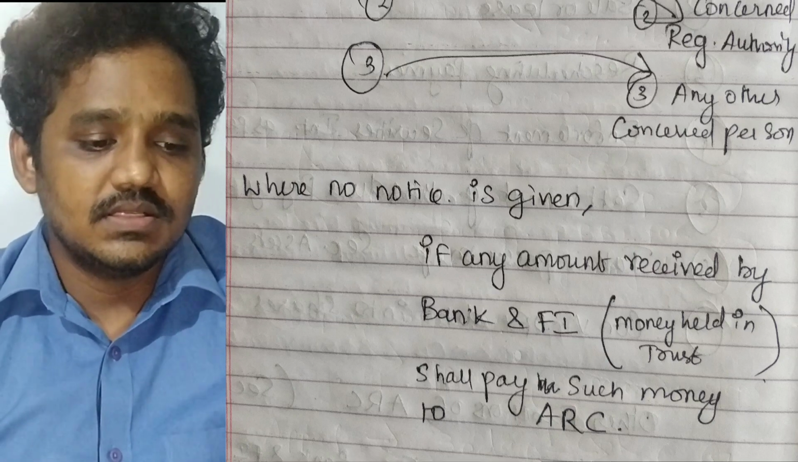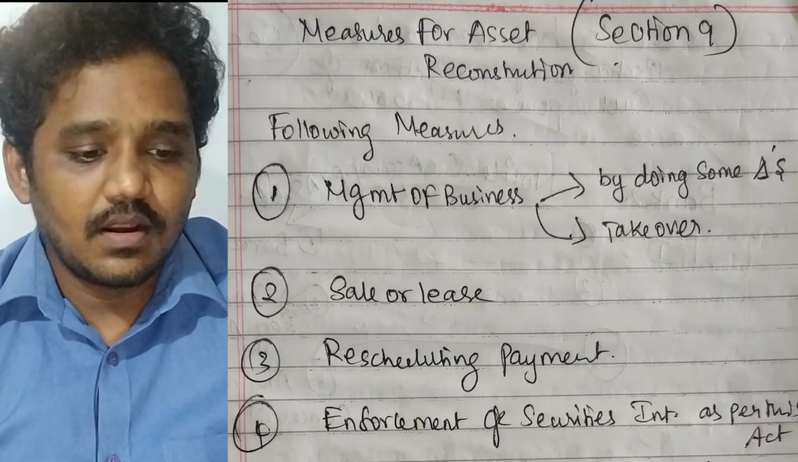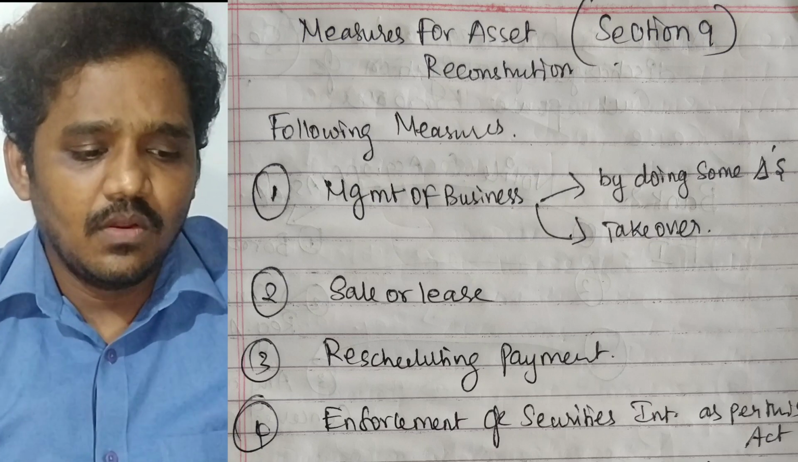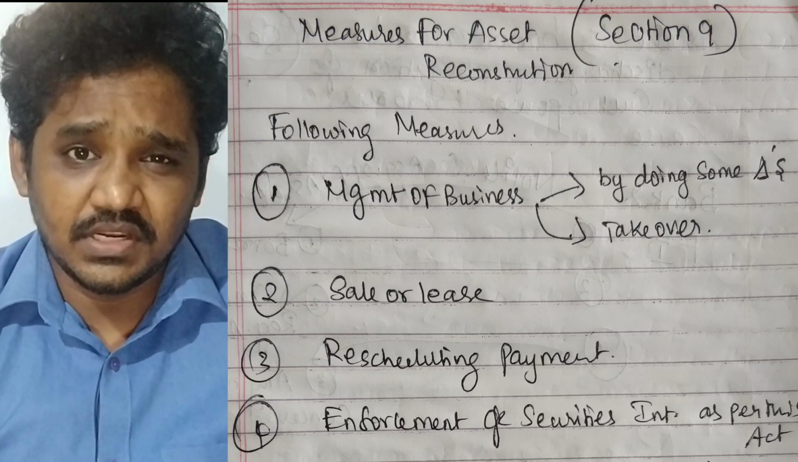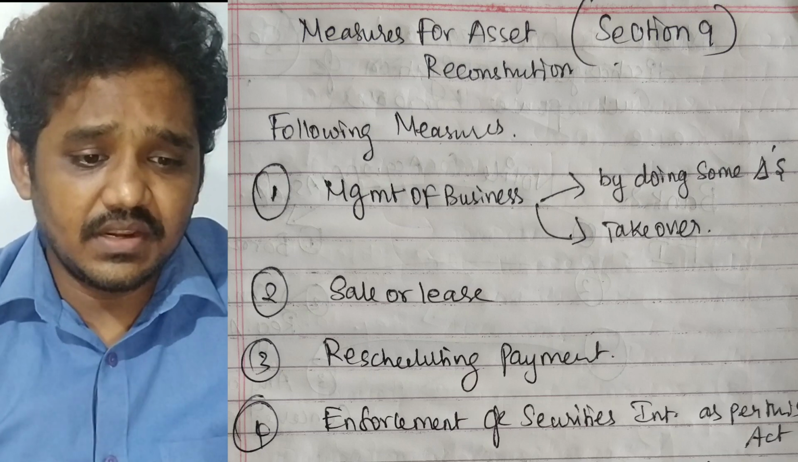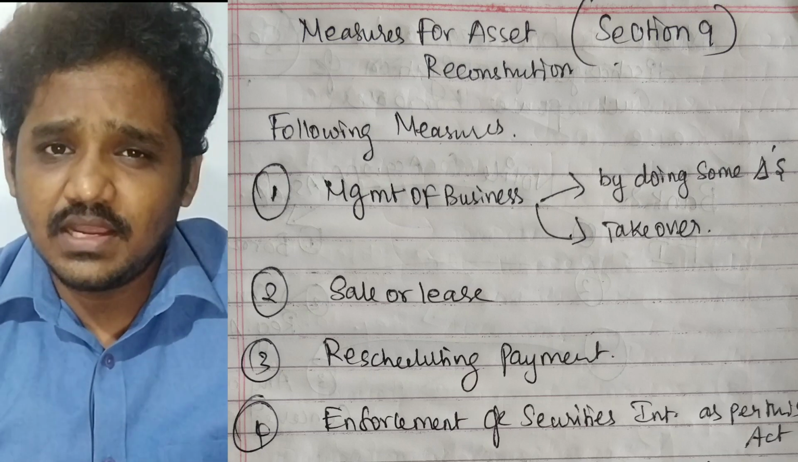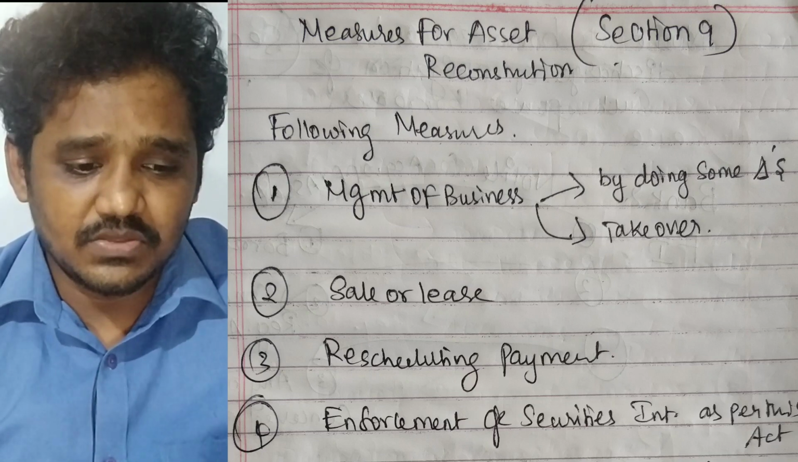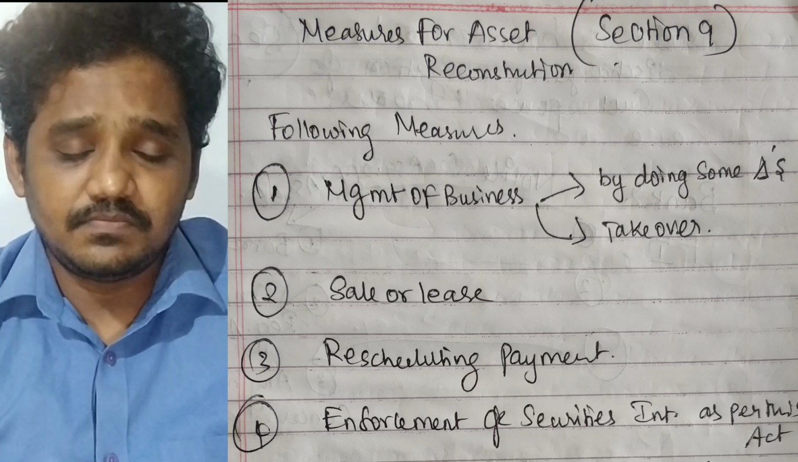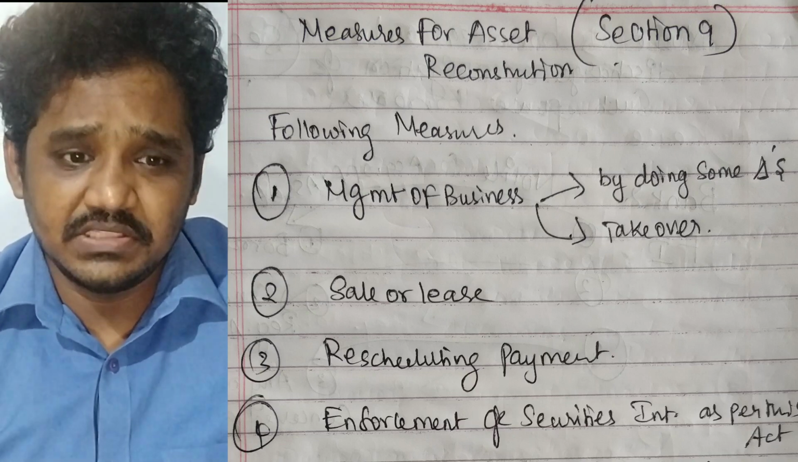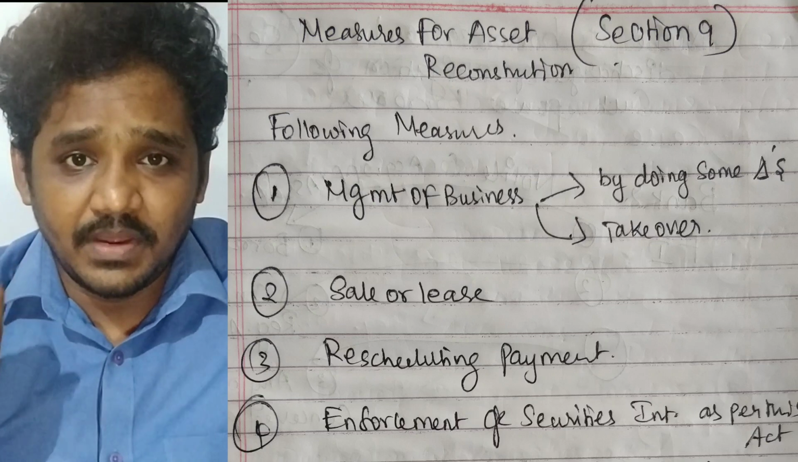And the next one: measures for asset reconstruction company. What are the measures an asset reconstruction company will take? Section 9: the following measures the asset reconstruction company will take. First one, they will take the management. They will do some changes, or they will take over the management.